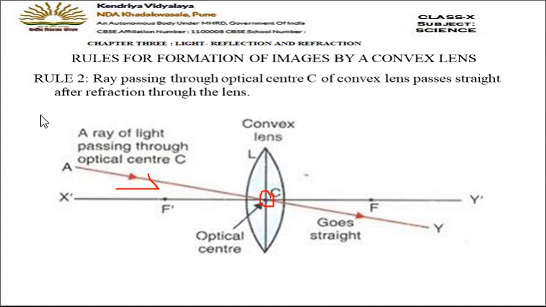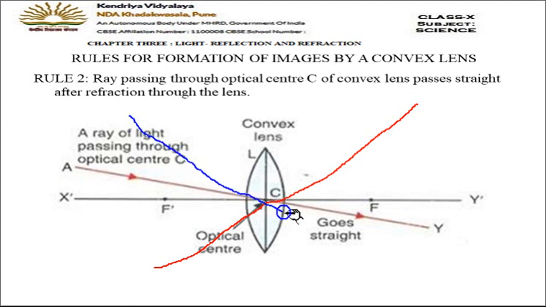If the ray of light is coming from this side, suppose, and it is passing through the center of curvature, it will go straight like this. I'm sorry, it's not very straight, but it's only for you to explain. Suppose the ray of light is coming from this side and it will pass through the center of curvature, so it will go straight like this. There will be no change in the direction. There will be no bending. So this is rule number 2.